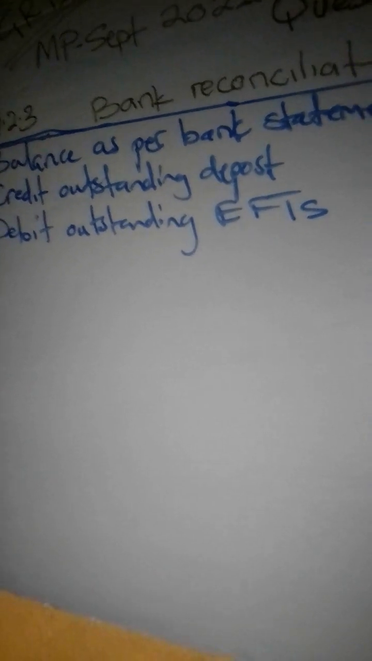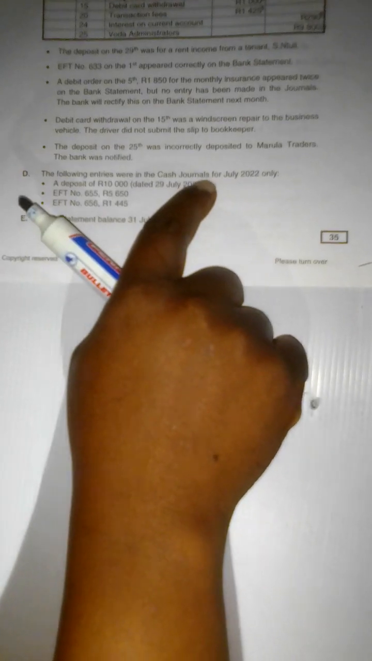Let's go back to our question paper. Still on information D, it seems as if the following entries were in the cash journals for July 2022 only. The outstanding deposit, we have recorded, and it is coming from the CRJ. All EFTs are used to make payments, so they are also supposed to be shown on the bank statement. We've already recorded them in our CPJ.